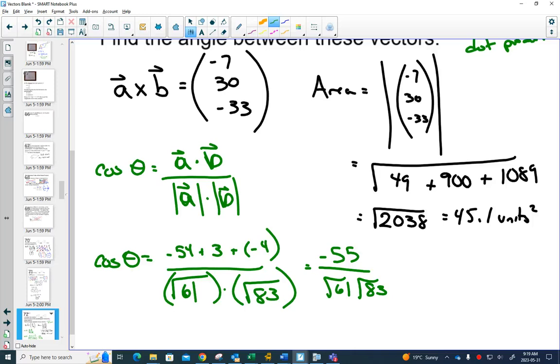So now I can do cos inverse of this answer, negative 55 over the square root of 61 times 83. And I got 140.62 degrees.